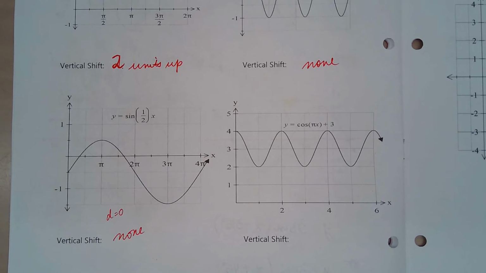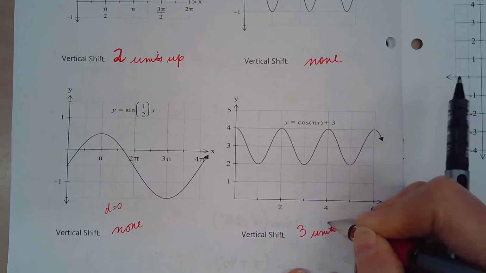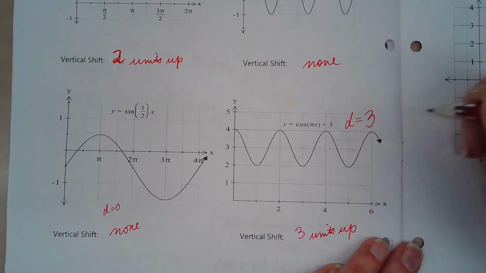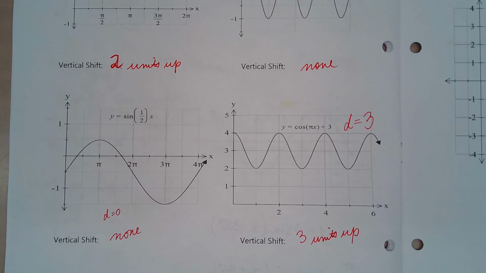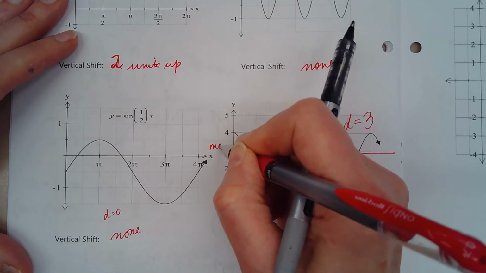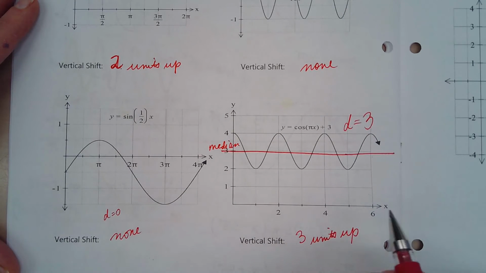Vertical shift, 3 units up. D equals 3. Okay, so the vertical shift is a super easy concept for you because you've had so much experience with it. The only thing is, remember it's also giving you a median value.